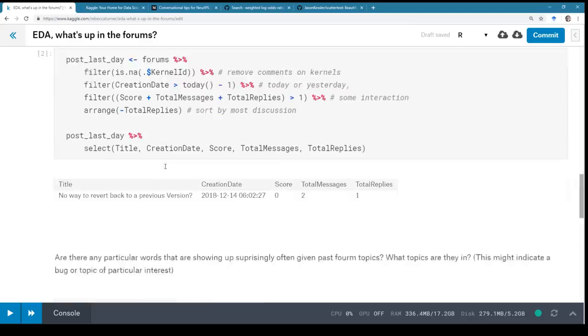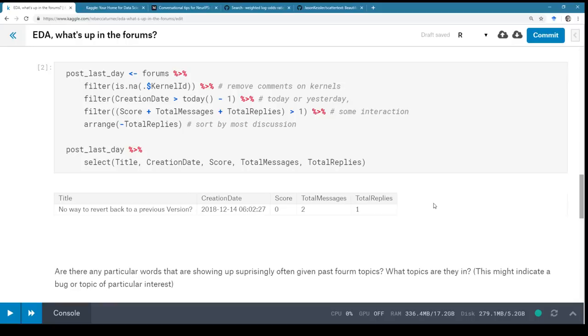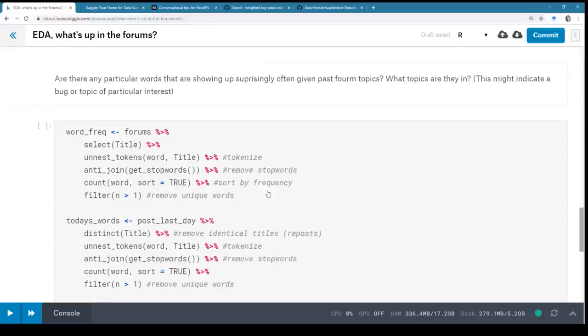So yesterday we only had, it looks like, one thing that fulfilled that, and this was "no way to revert back to previous version," and that was from the 14th. So this one was actually from today. No one's upvoted it, but there's been some messages and replies. So there's been some activity on this one.